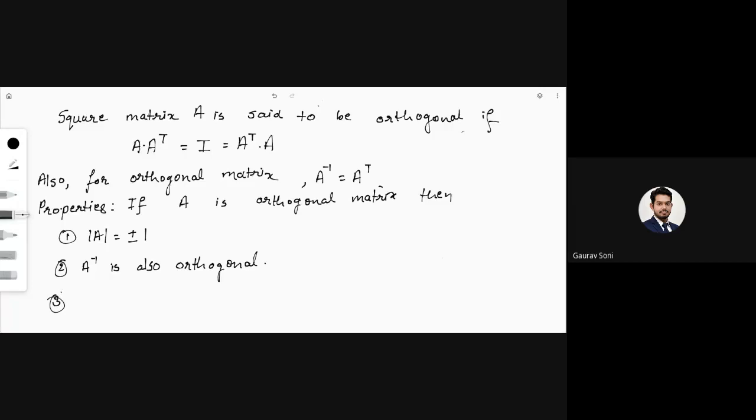If A is an orthogonal matrix, then the modulus, or magnitude, let's talk in terms of magnitude, of each row is 1. Fine. And these are the properties.